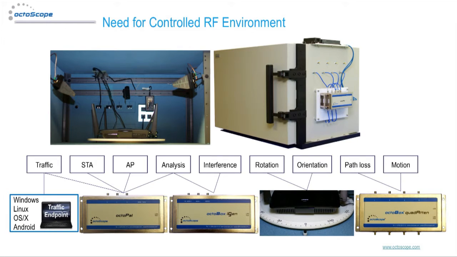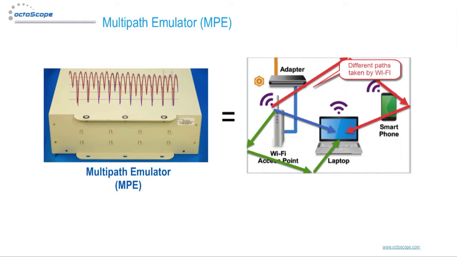Given the complexity of wireless testing and the number of variables impacting each test metric, it is crucially important for test and development engineers to work in an RF environment completely isolated from outside interference and where the test parameters can be individually controlled via test automation software. The octoBox API includes control over important parameters, including traffic, interference, orientation, motion, path loss, and multipath.